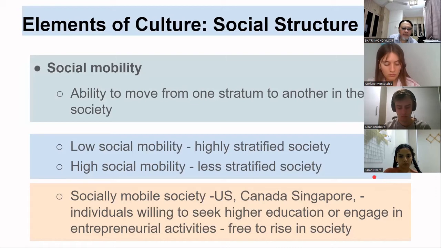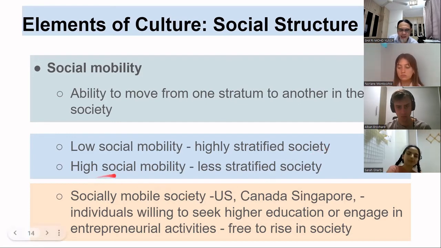Okay. Another aspect of social structure is social mobility, the ability to move from one stratum to another in the society. Is it low social mobility? This is a highly stratified society. Low social mobility means a person coming from a less fortunate background will remain there. They are not allowed to move. Only the high class society will move on and become rich. High social mobility is in less stratified societies.